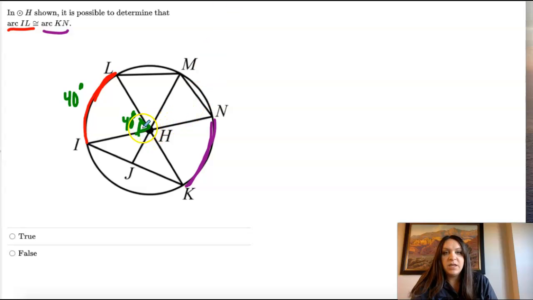And because these are interior angles, but they're also vertical angles, this is 40, this would be 40, this would also be 40. So it's saying, is it possible to determine that these arc lengths are the same? And it is, because these are vertical angles. So if they're the same, the arc lengths are the same. True.